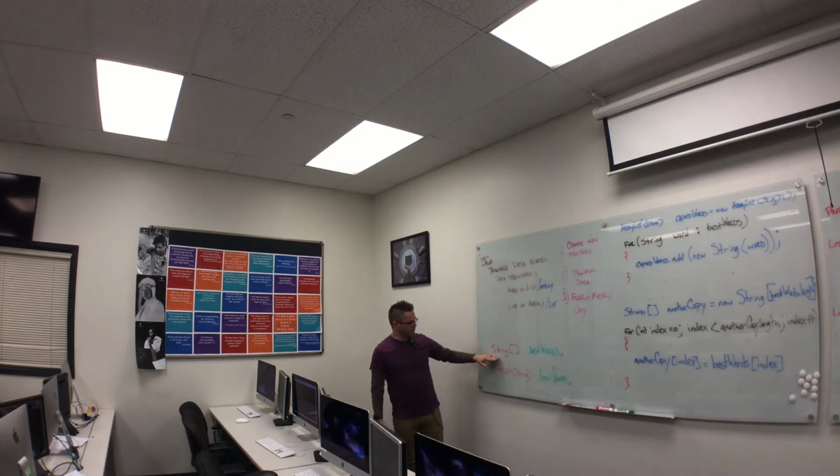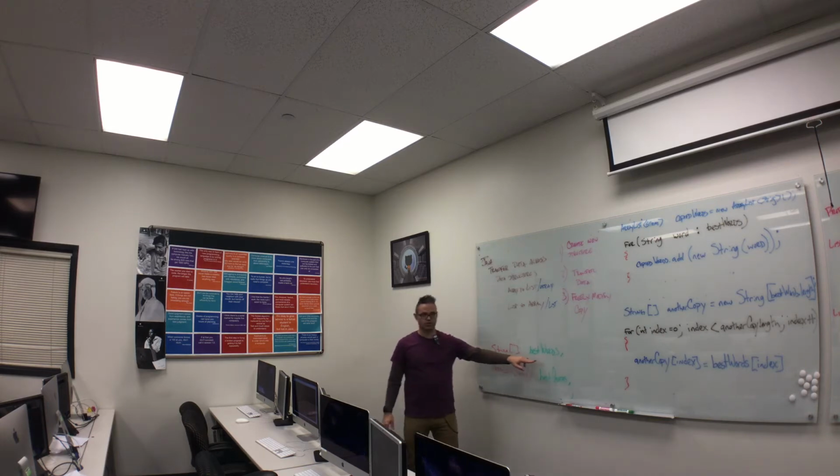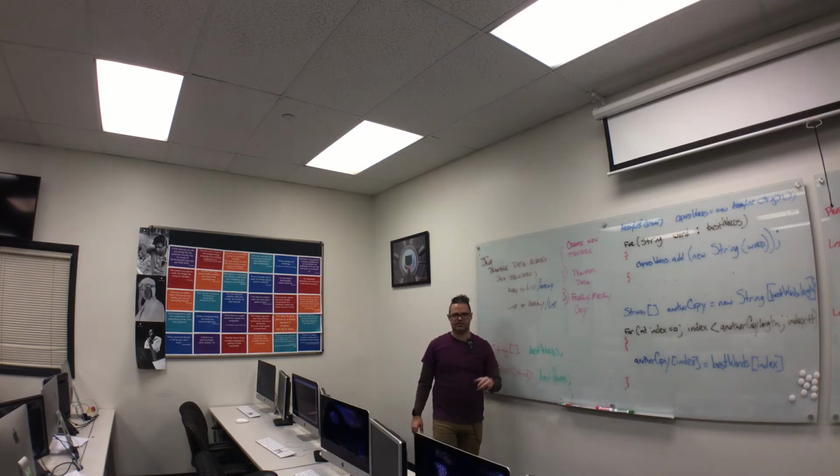To start off with, we're using a couple different data members. We have a string array named bestWords, and an ArrayList of type String named bestQuotes. Assume they've been initialized and they've got all the stuff inside them.